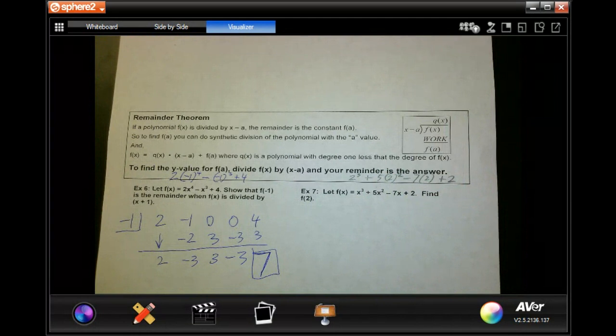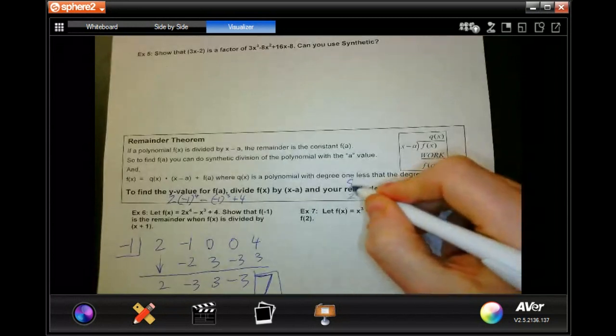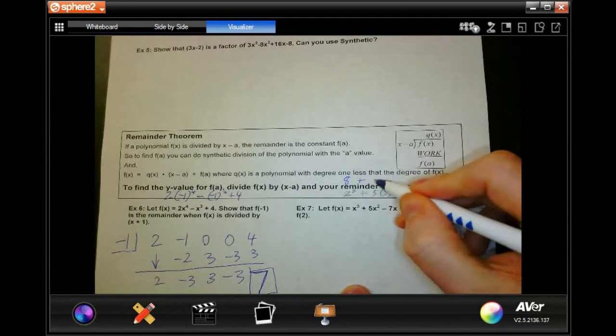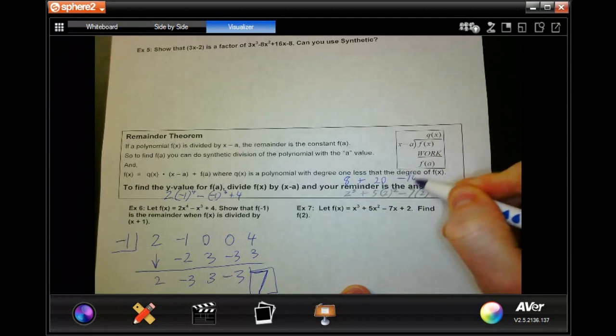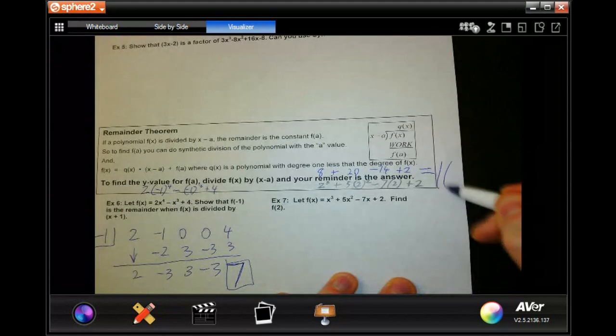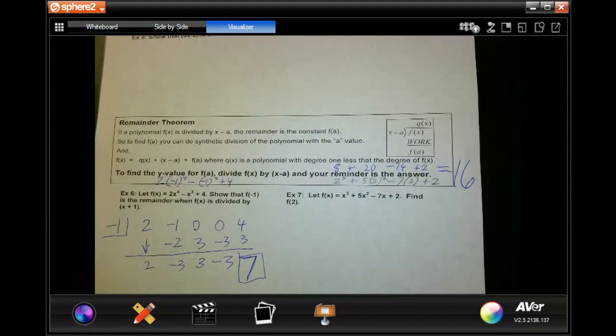I didn't ask for an answer yet. Okay. So 2 cubed is 8 plus 2 squared. Do that first. Don't forget PEMDAS. It's going to be plus 20 minus 14 plus 2. What's that all equal? This all equals 16.